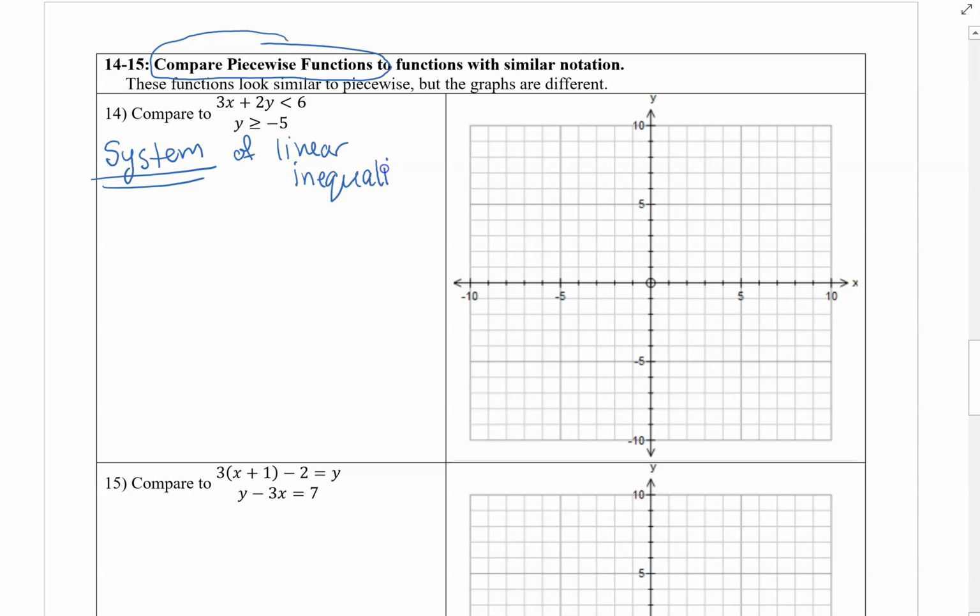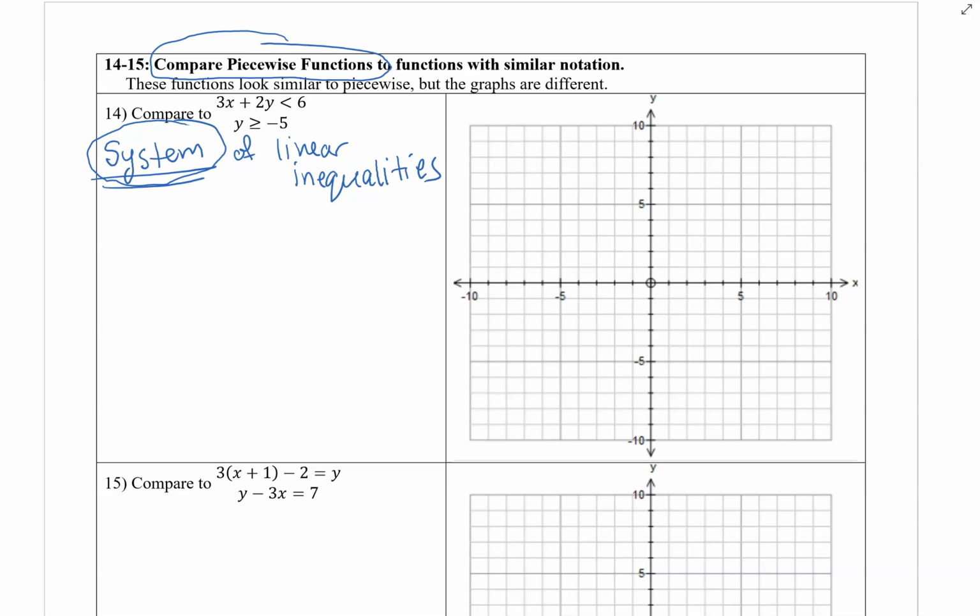inequalities. And the reason I say inequalities is because the symbols that are being used in each of these statements are inequalities versus equations. And then there's two of them. There's two different linear inequalities, so we call that a system of linear inequalities, which oftentimes students will confuse with piecewise functions and think that they're these because they see, oh, there's more than one part and also they're inequalities. But what we have here is different.